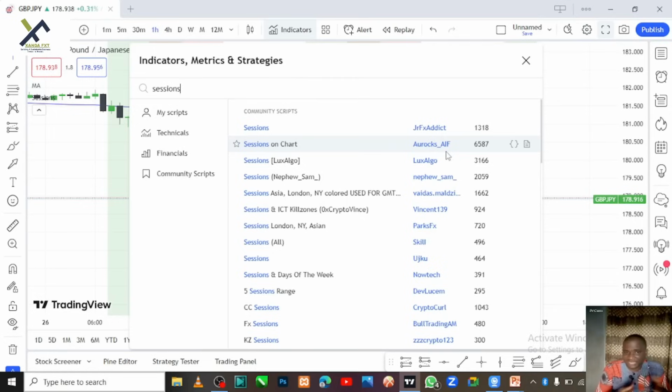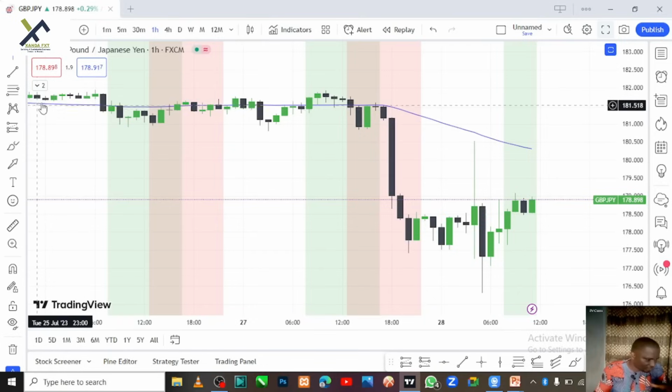I've tested both of them, but I decided to use the JRFX Addict because setting the parameters is easier for me than that of Autorock AIF. Now let's go. I already have my own here. You can see the section.